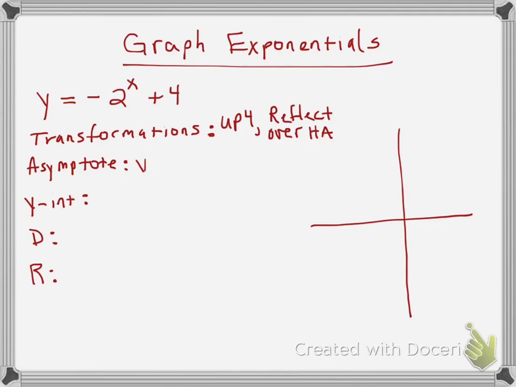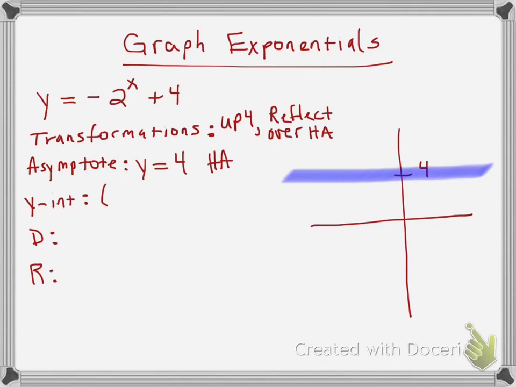Right? So now that we identified our horizontal asymptote, remember, it is always going to be an equation. Write the equation, it's y equals 4. I'll go ahead and draw that on my graph. So I'll draw my horizontal asymptote right there. Next piece of information that we're going to find is going to be our y-intercept.